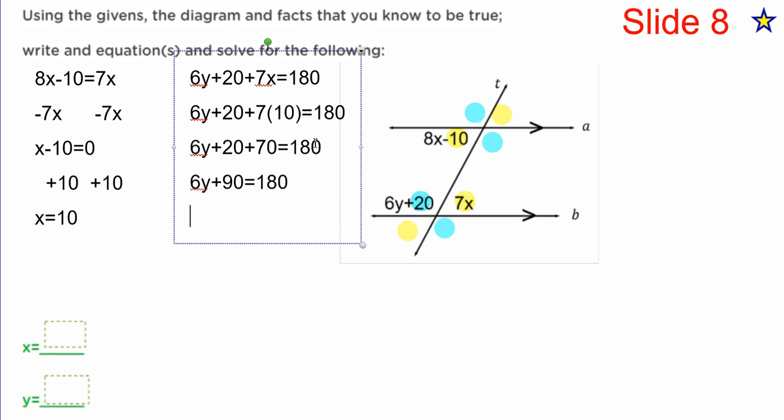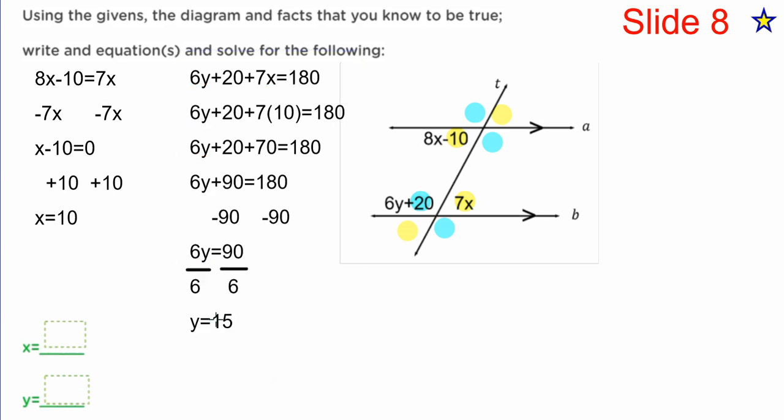We can now undo the addition of 90 by subtracting 90 from each side of our equation. So we've got 6y equals 90. All we have to do now is undo the multiplication of 6 by dividing by 6. And now we've got y equals 15. So we have our value for x being 10, we have our value for y being 15.